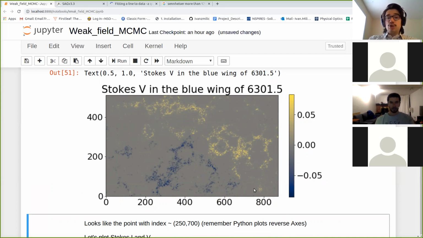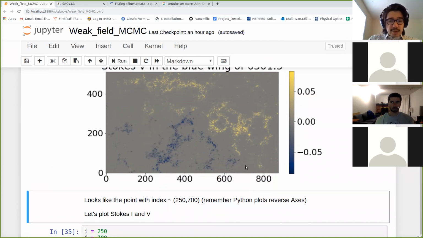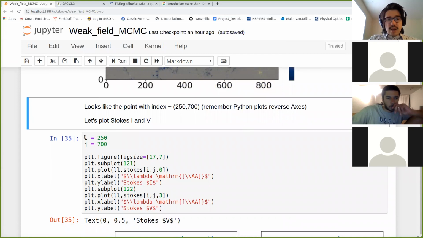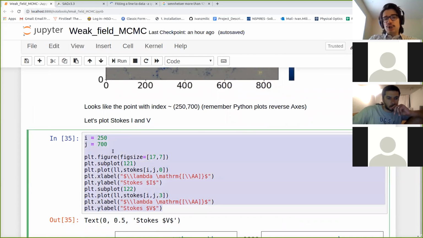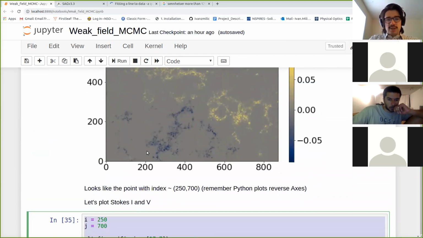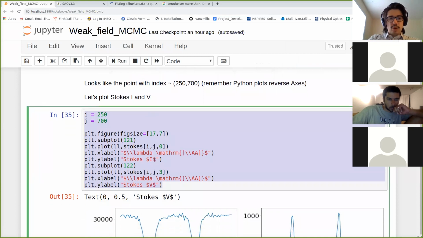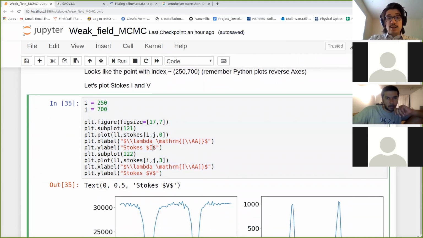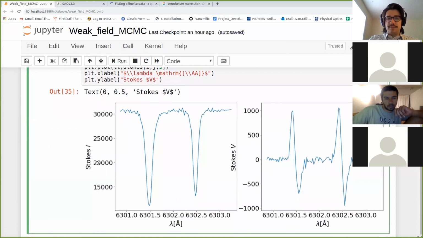So now what I can do is choose one of the points, and I roughly estimated the points with indices, keep in mind that Python reverses the axes when you plot like this. So I somehow concluded that if you have a point with indices 250 and 700, you are somewhere where the magnetic field is. So I'm plotting now Stokes I and Stokes V for this point. We're going to change the point indices later, and we can look at various points, or we can even average chunks of this map, etc. Okay, and now if I plot Stokes I and Stokes V in this point, they look like this, right?